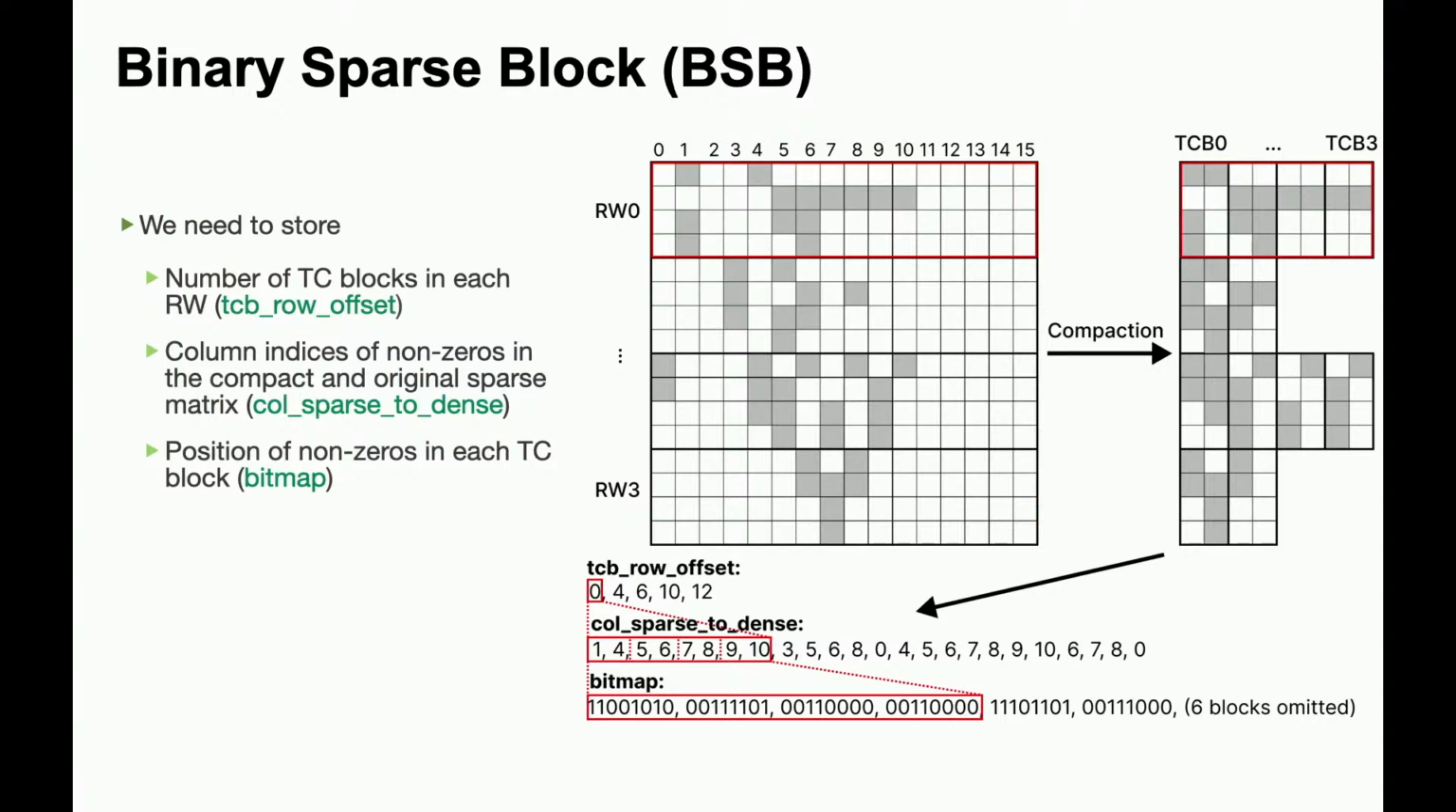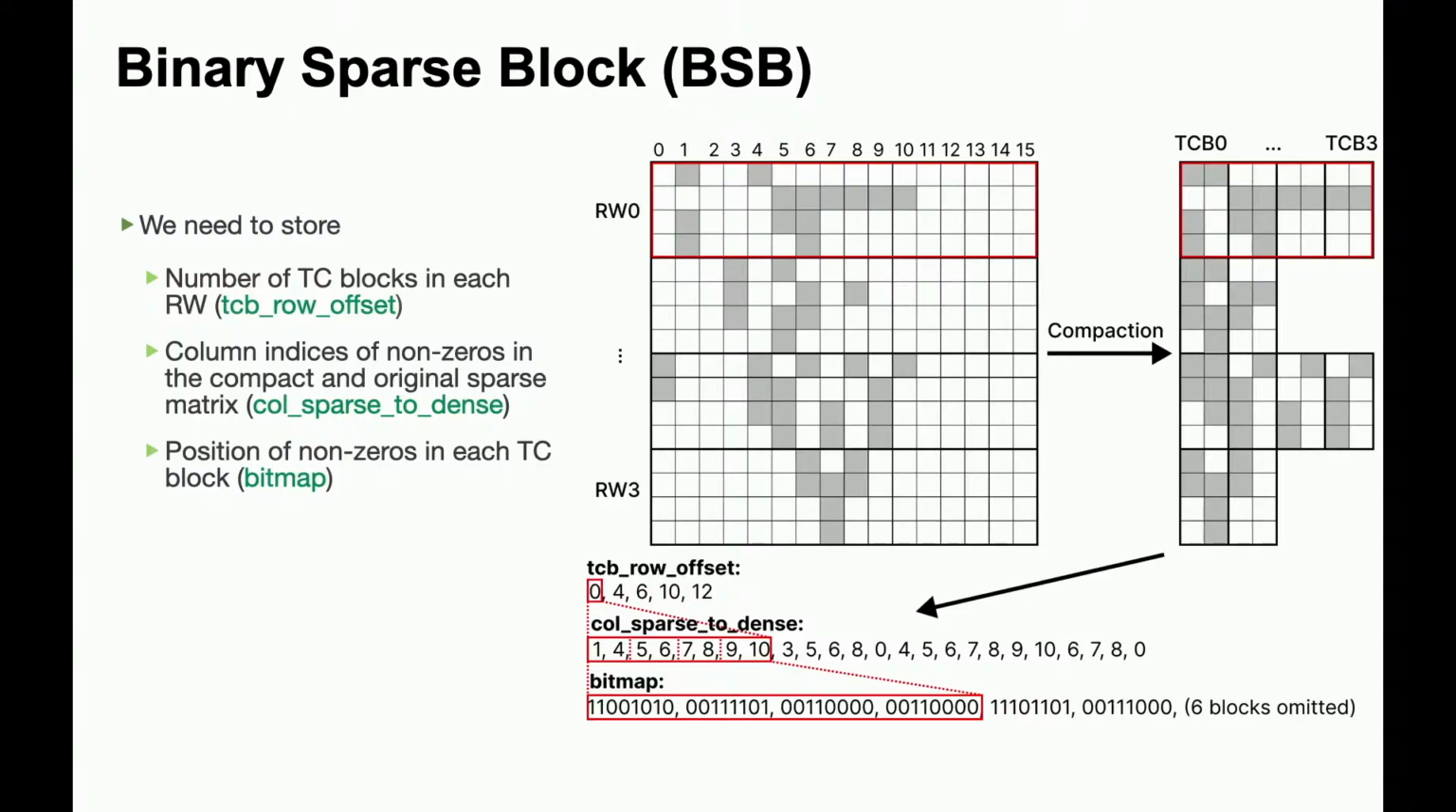The different methods that I showed earlier differ mainly in how they store this compressed format. I'm going to give you an example of one, the binary sparse block format that we developed. We have to keep track of three things here. First, the number of tensor core blocks in each row window. In the first row window, we have 4, so we keep track of this row offset. And since we're doing this compaction, we need to know where the non-zeros are. So we need to know which row in the original sparse matrix each column in the compacted representation corresponds to.